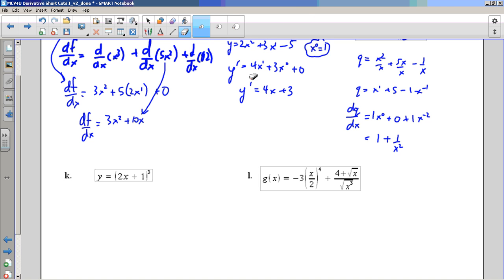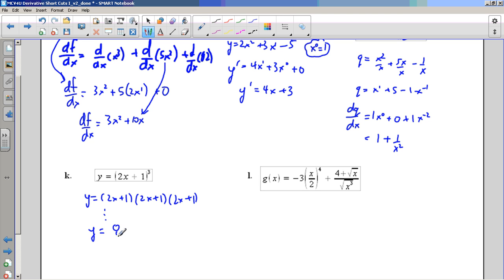Much in the same way we handled that one up there, we're going to multiply everything out. Multiply everything by everything, and so on. That'll take you a step or two. And then you should end up with something that looks like, yeah, I got it right here, 8x cubed plus 12x squared plus 6x plus 1.